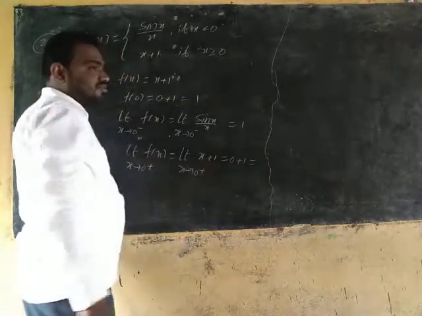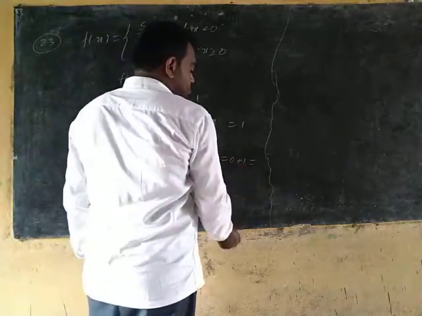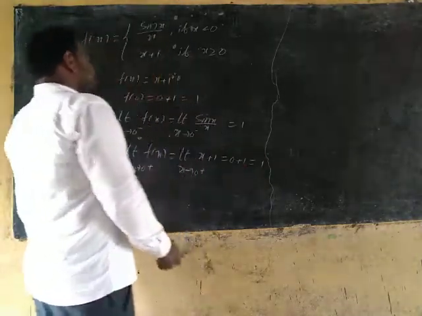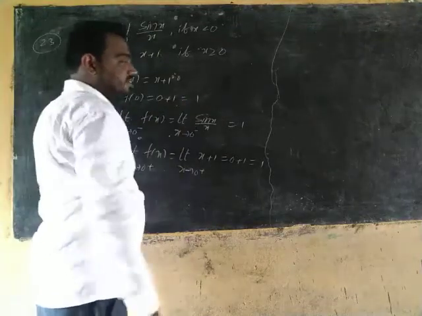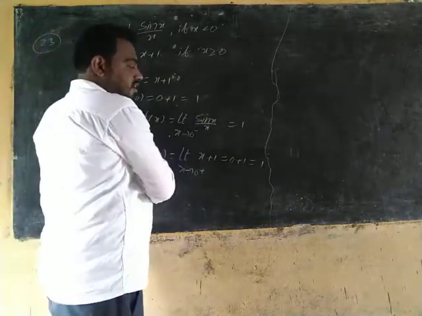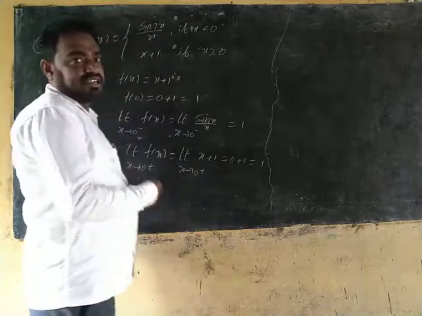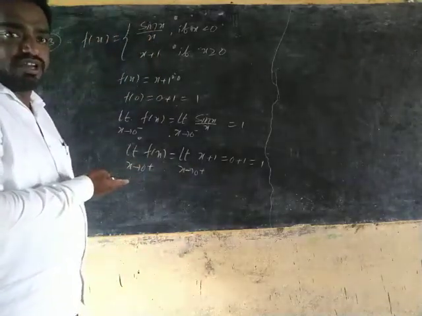You substitute x equal to 0. What are we getting? 0 plus 1, which is equal to 1. You see, the function value f of 0 is 1, the left hand limit value is 1, the right hand limit value is 1. That means f is continuous at x equal to 0, right?